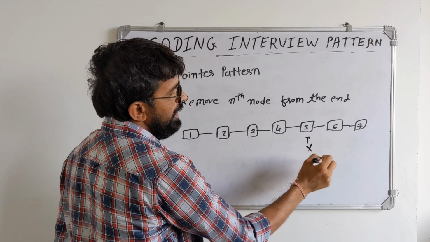If we think from the coding perspective, the naive solution that first comes to mind is to calculate the length of the linked list, and then using that length remove the nth node. Let's say the length of this one is 7. Now we want to remove this node. We need to calculate the steps: it will be 7 minus 3 minus 1.